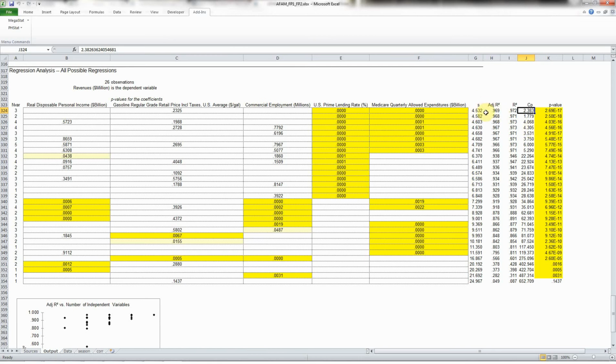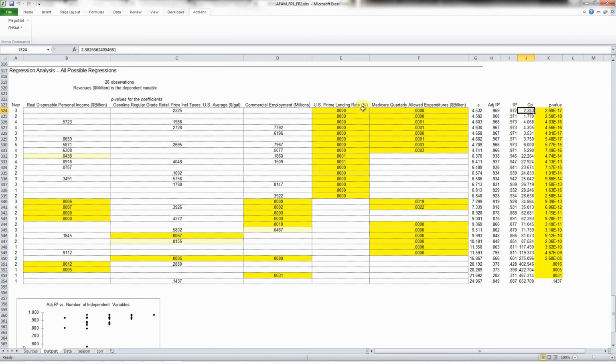And the Mallows statistic basically says that you've got a pretty good candidate model if the value of the Mallows statistic is equal to the number of variables in the model. So in this case, that's the p here. P is the number of variables. In this case, we have a Mallows statistic of 2.838. And what we want to see is that that's very close to the number of variables.